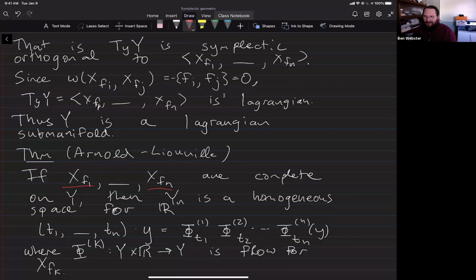So you're always going to get tori. The thing that can happen is that a generic fiber will give you a torus, but then there are fibers where things degenerate and you get something worse. The non-regular points will give you weird things, right?